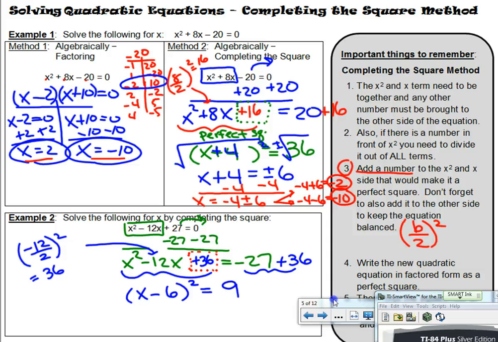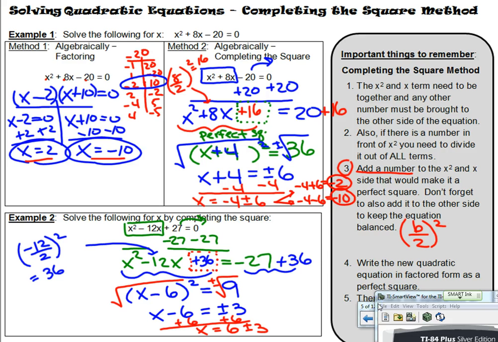All right, all I have to do now is get rid of the power 2 and get rid of the negative 6, and we solved for x. So square root both sides to get rid of the power 2. That's going to drop the power 2. And positive and negative 9 is positive and negative 3. Okay, we're going to get rid of the subtract 6 by adding 6 over. And you get 6 plus or minus 3. All right, splitting these apart. 6 plus 3 is 9, and 6 minus 3 is 3.